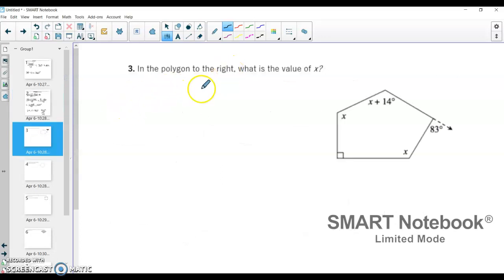All right? In this polygon to the right, we want to find what the value of x is. This is one that I put on a formative at one point. And the idea here is we need to know what the sum of all the interior angles is.